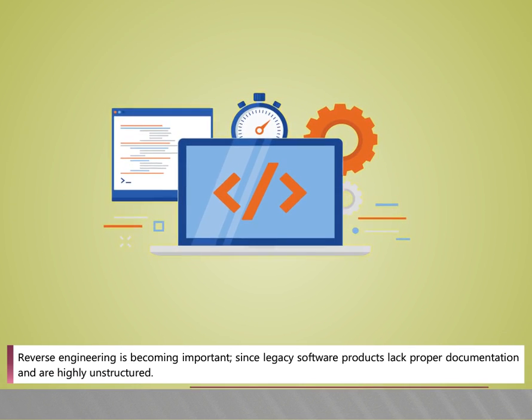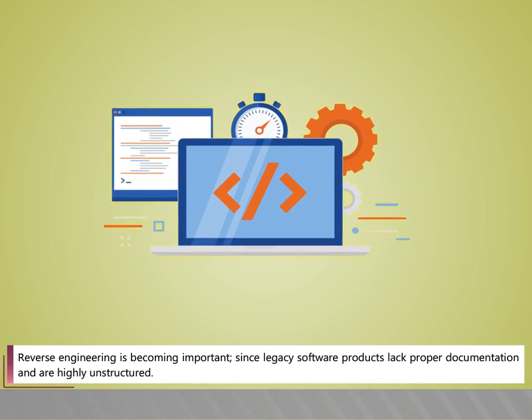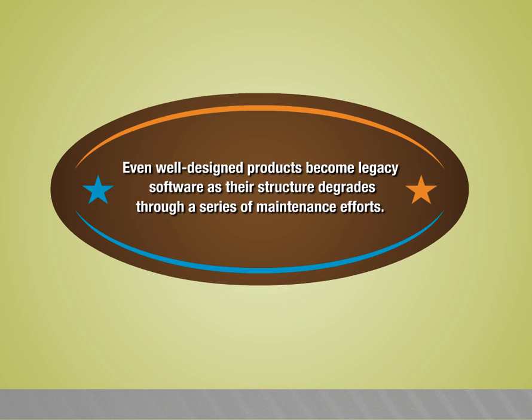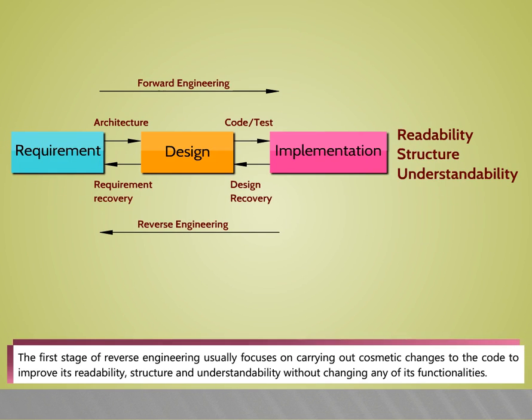Reverse engineering is becoming important since legacy software products lack proper documentation and are highly unstructured. Even well-designed products become legacy software as their structure degrades through a series of maintenance efforts. The first stage of reverse engineering usually focuses on carrying out cosmetic changes to the code to improve its readability, structure, and understandability without changing any of its functionalities.